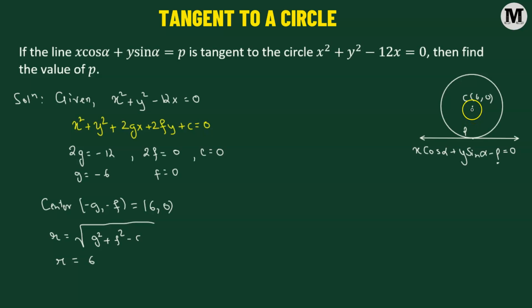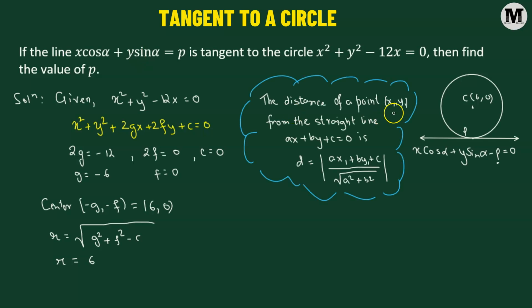We'll try to find the distance of the point C from the straight line. We're going to use a formula here. Let's say we have a point with the coordinates x1 comma y1, and we want to find the distance of that particular point from a straight line with the equation ax plus by plus c equals 0. Then we use the formula: the distance d will be equal to the absolute value of ax1 plus by1 plus c divided by the square root of a squared plus b squared.